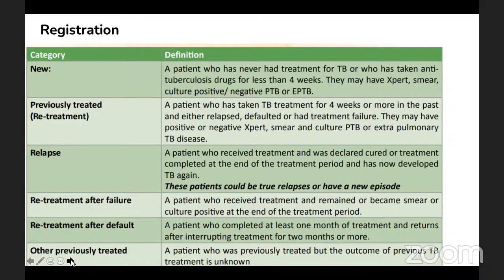So we would include the site of the disease, so whether it's pulmonary or extrapulmonary, bacteriology, so whatever is used for the diagnosis, so whether it's Xpert, smear or culture results, as well as the smear results from monitoring, and then the severity of the disease.